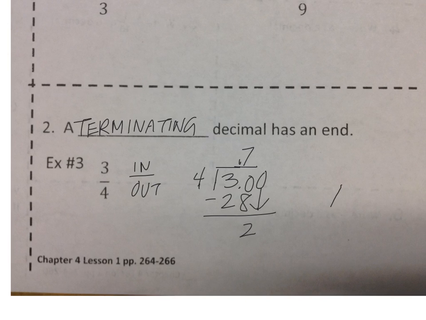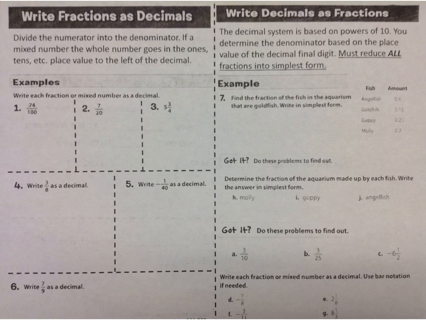Take a 0, drop it down. 4 goes into 20 5 times. And as you can see, I end up with a remainder of 0. So my answer is going to be 0.75. No repeating. It's a terminating decimal. Turn the page. Make sure you have these notes in front of you.